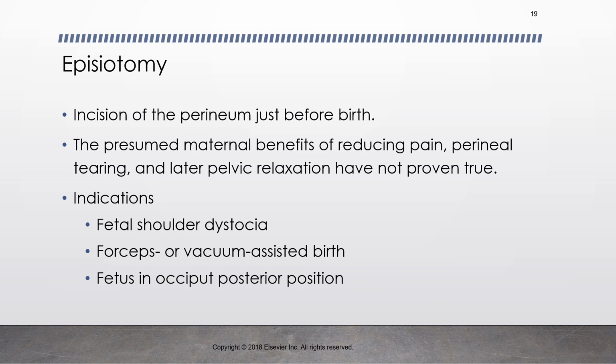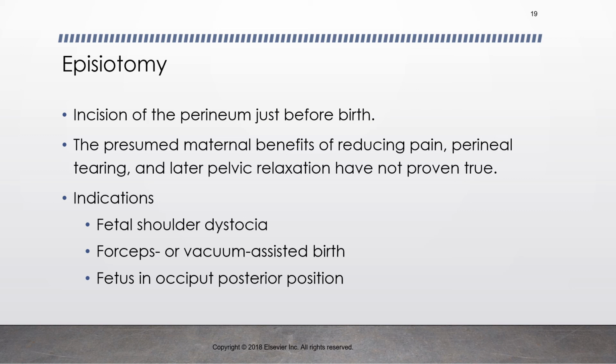Episiotomy is an incision or a cut of the perineum just before birth. Some doctors don't do these anymore. It possibly reduces perineal lacerations and tearing, but they're not done typically like they used to be. However, if you have a shoulder dystocia, in other words, the head's out but the shoulders cannot be delivered, they will cut what they need to cut to get that baby out.